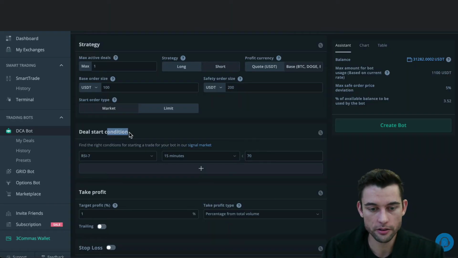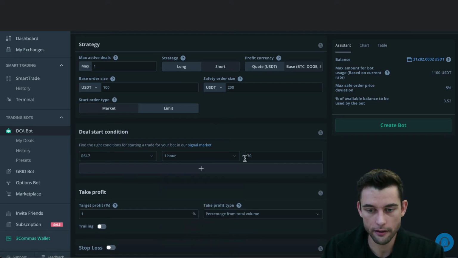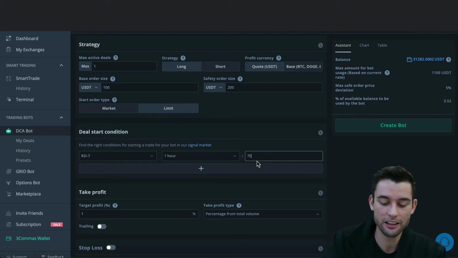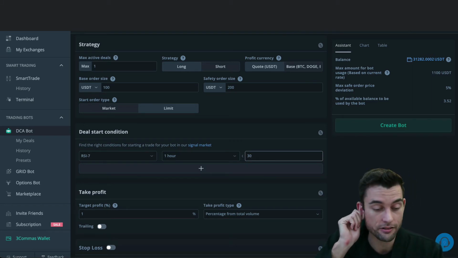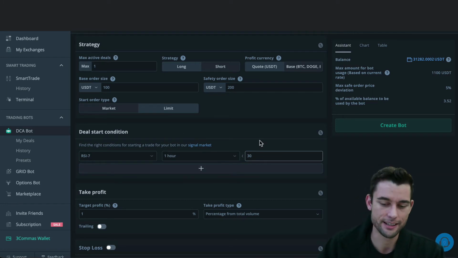So going back to the deal start condition, we're going to put this at the 1 hour mark, and this is under 70. That's when it will start. I definitely don't want it to be under 70. So this is exactly why you should know how to trade cryptocurrencies. You should understand technical analysis. You need to know these indicators because this one was going to start the condition if it was under 70. That doesn't make any sense to me.